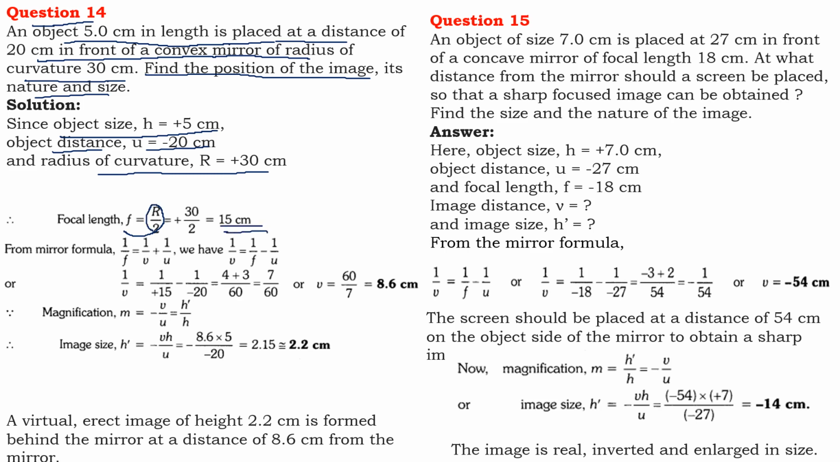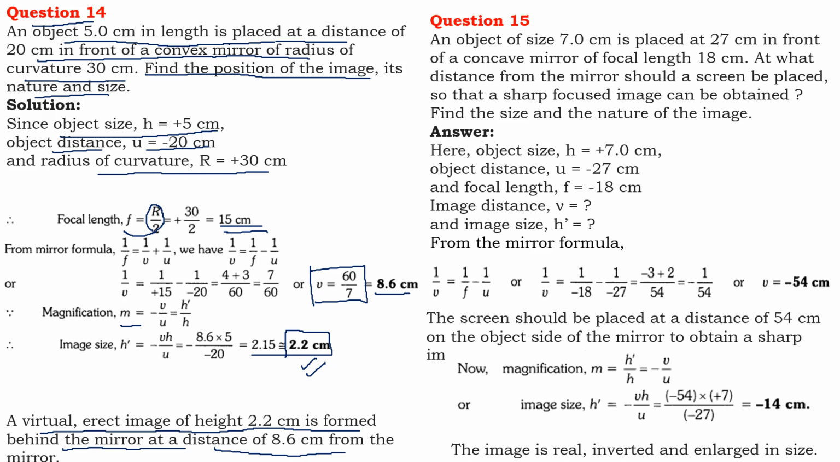Using the mirror formula, we will calculate the value of v as 8.6 cm and the magnification will be almost equal to 0.4, so the height of the image is about 2.2 cm. The virtual and erect image of height 2.2 cm is formed behind the mirror at a distance of 8.6 cm from the mirror. Sorry, this was the height of the image, not the magnification.